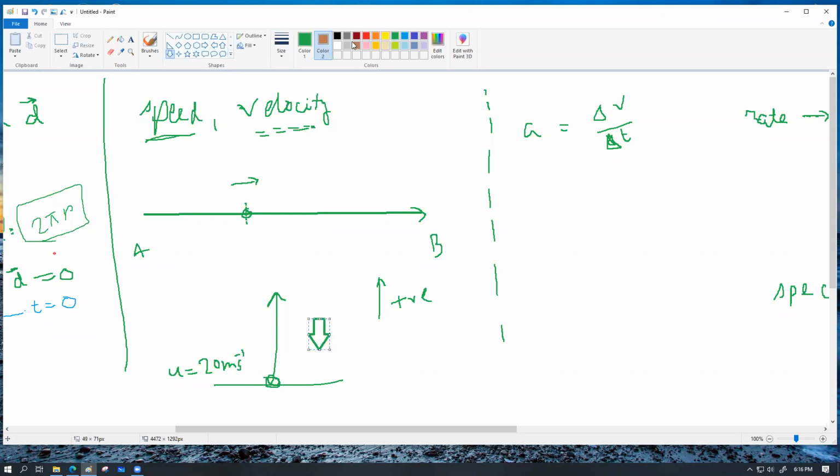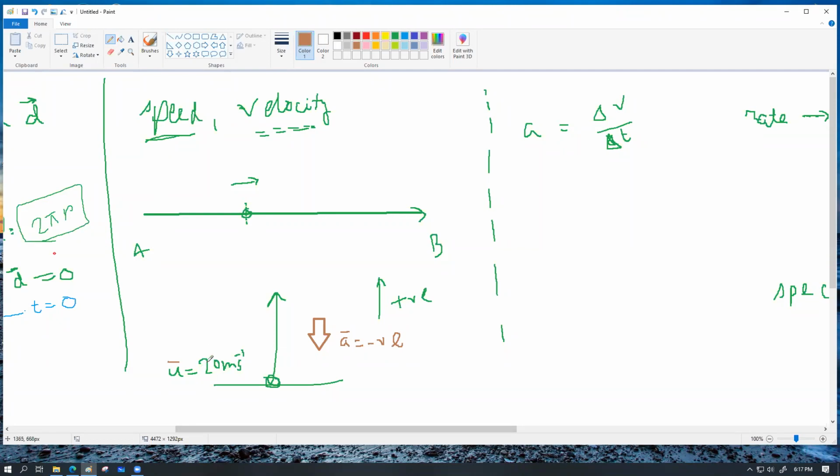Because the weight of the object is always going to work downwards, in this case, as the object rises up, the acceleration should be considered as negative. See if it makes sense. Because acceleration is also a vector quantity, initial velocity is also a vector quantity.